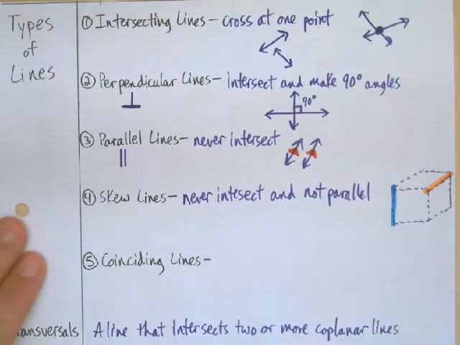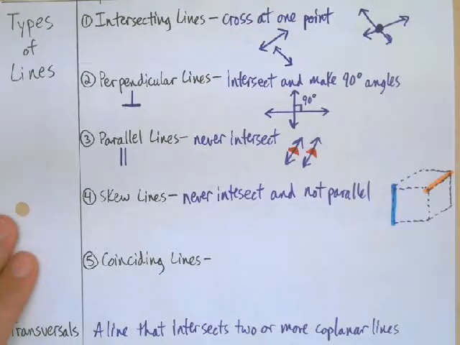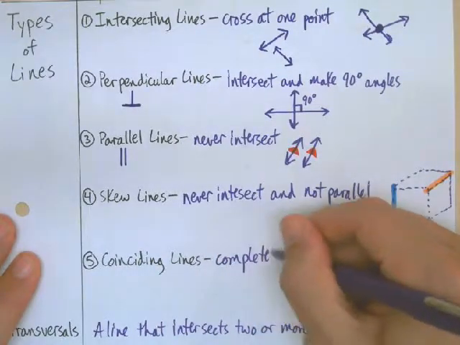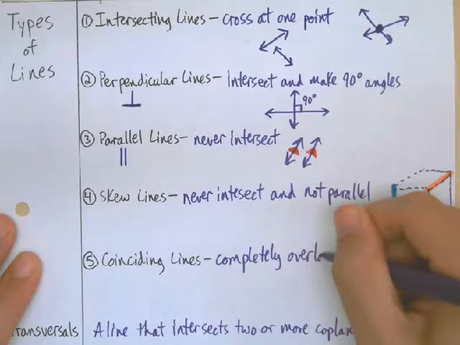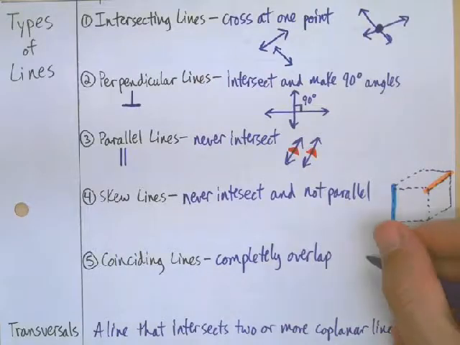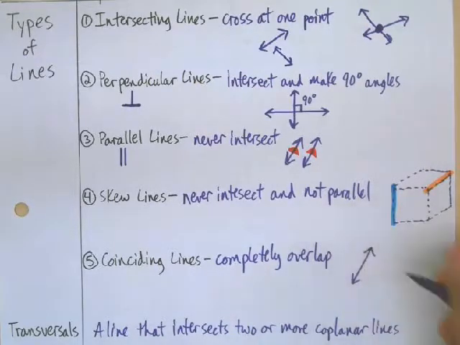Next up is coinciding lines. Coinciding lines completely overlap. A picture of two coinciding lines would look like that. Well, where did the second line go? Well, the second line is sitting right on top of the original line. So the appearance is as if there's only one line there. But with coinciding lines, there are really two. They are just completely overlapping.